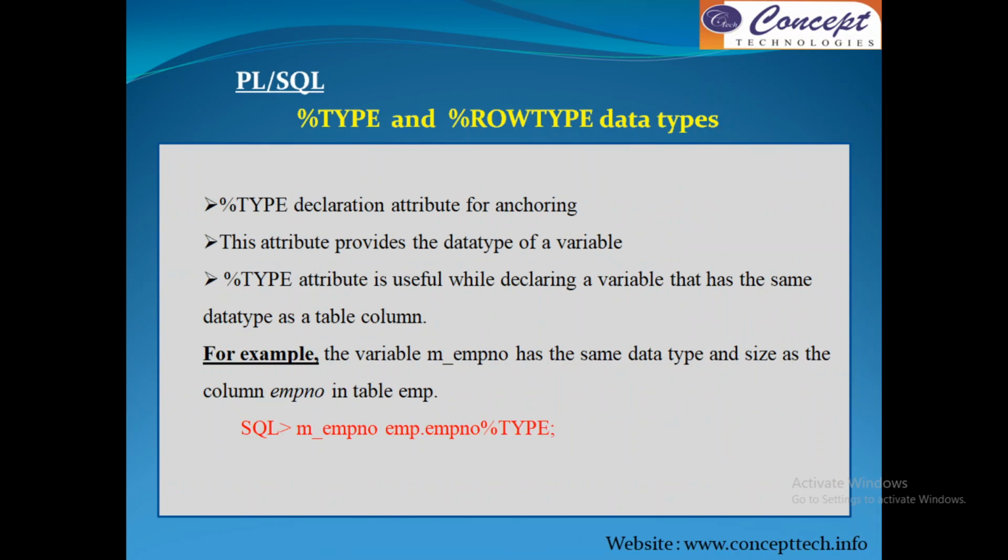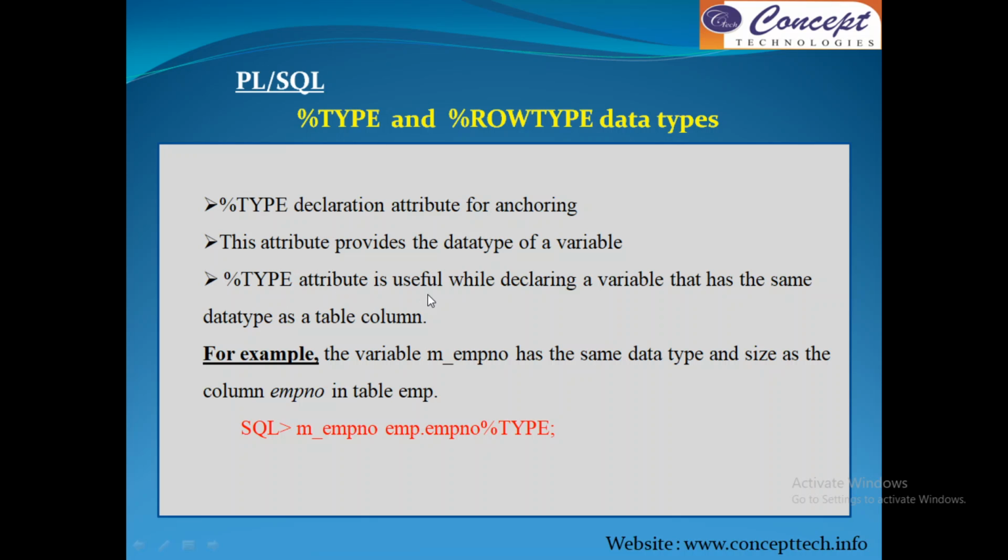Then the next is %TYPE and %ROWTYPE data types. So what exactly is %TYPE? %TYPE is a declaration attribute of anchoring. It works like an anchor because this attribute provides the data type of the variable. This attribute is used to provide the data type to the variable.